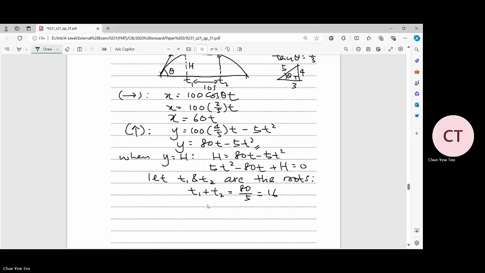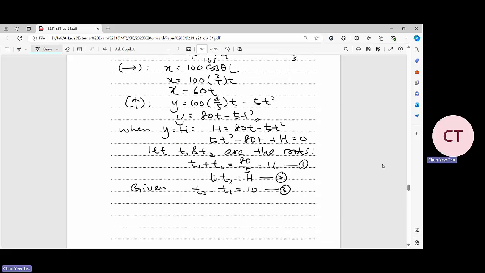Your D1 times D2 is the h over 5. That is your first equation. D1 plus D2 equals 16 is your second equation. And the question gives you that D2 minus D1 is equal to 10. That is your third equation. Just take the second equation plus the third equation, then you will get 2D2 is equal to 26. You will get D2 as 13.